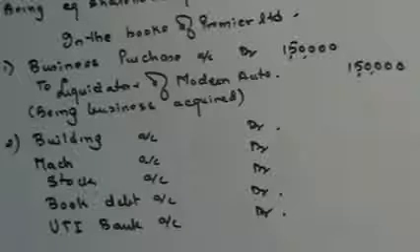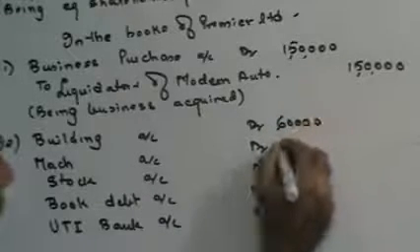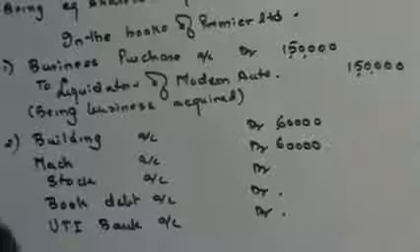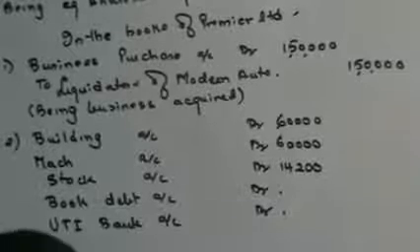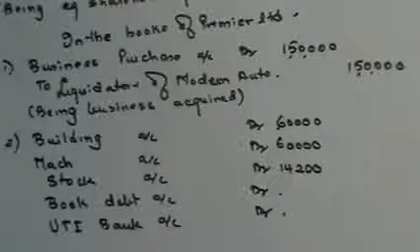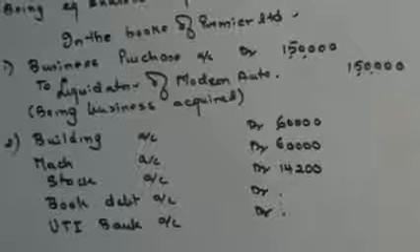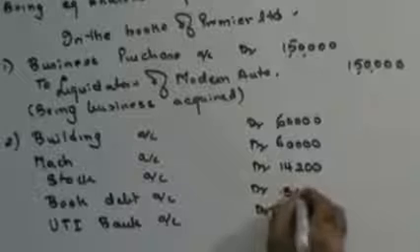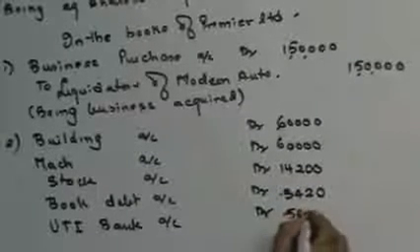Now let's see this. They are saying that building and machinery is to be taken over at 60,000 each. Stock at 14,200. Book debts at 5% discount. Now my book debts were 3,600. Someone please calculate 5% discount on that. 180. So 3,420. UTI bank as it is 5,600.